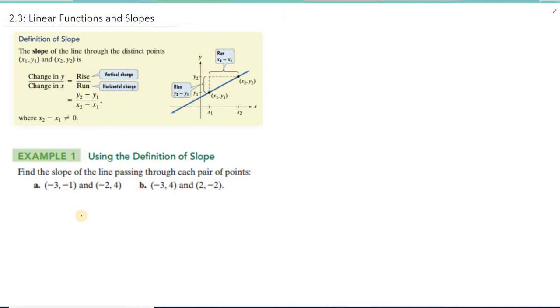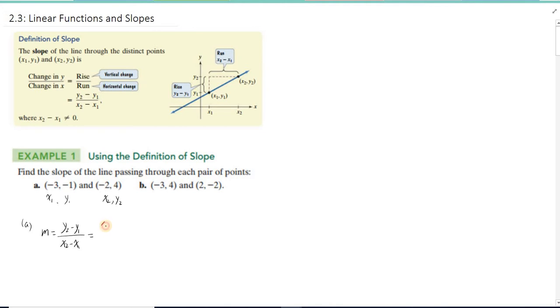Okay, so I'll give you 2 points. I want you to find the slope. So I'm going to label this as my x1 and here is my x2. Then here we have y1 and y2. Okay, part A, the slope is going to be y2 minus y1 over x2 minus x1. So all you have to do is a substitution.